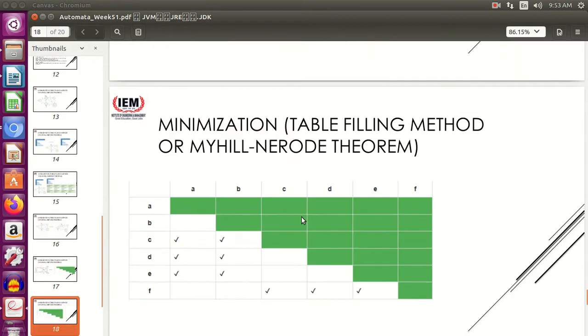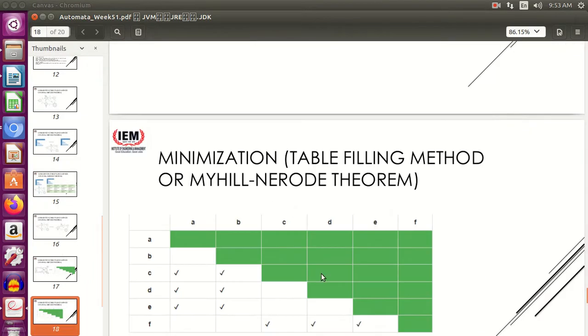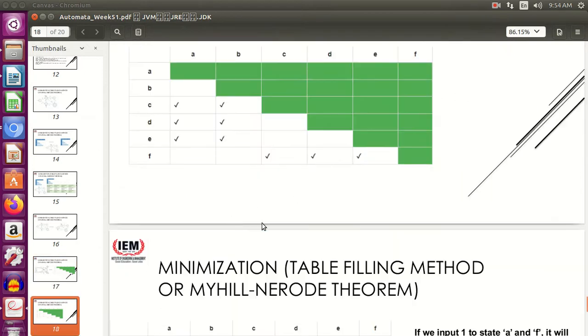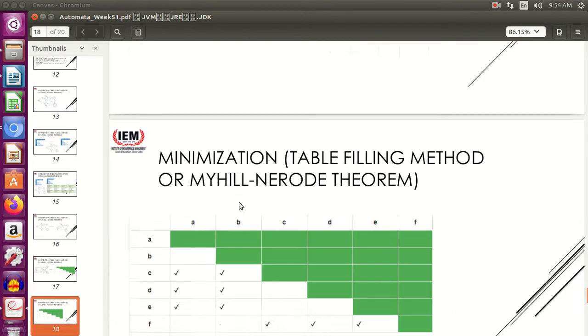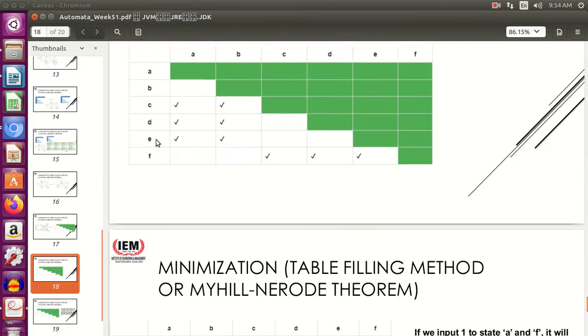Okay, so basically if we again follow the same method, students, this is our table, and the final states are C, D, E. So all the cells which contain a combination of either C or D or E will be marked in the very first step. So all the cells in C, all the cells in D, and all the cells in E have been marked, right?